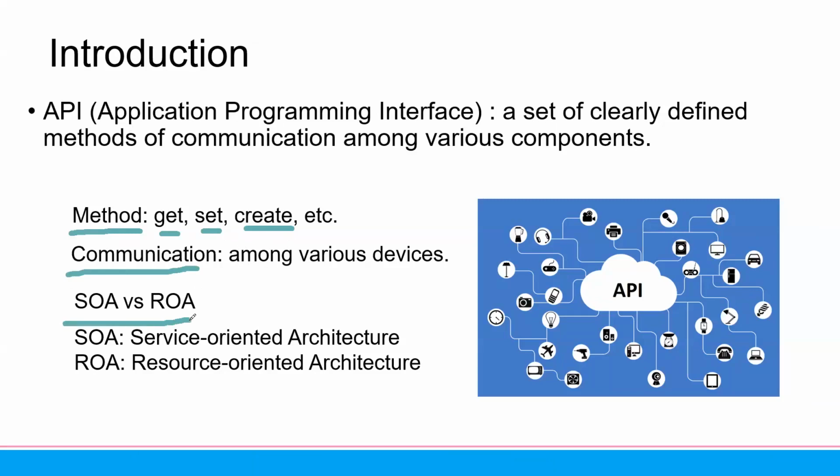There are two kinds of mechanism. The first is service-oriented architecture, which means it is based on the service. But the other type of communication is ROA, which is resource-oriented architecture.